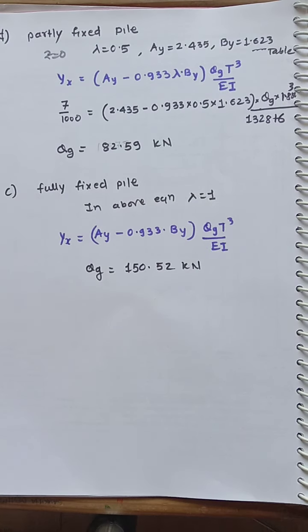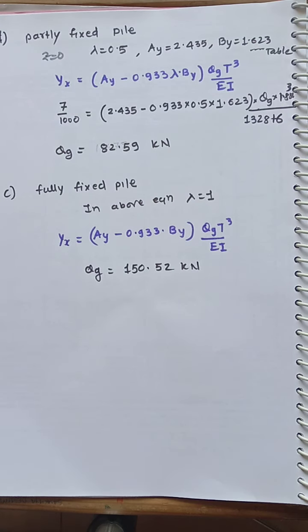Here we discussed mostly the bending moment and deflection at ground surface. In one numerical we found the maximum bending moment, and at that time we required the entire values in the table. Similarly, any moment can be calculated at different depths. The methodology is the same; you only have to refer to the table and substitute the values.